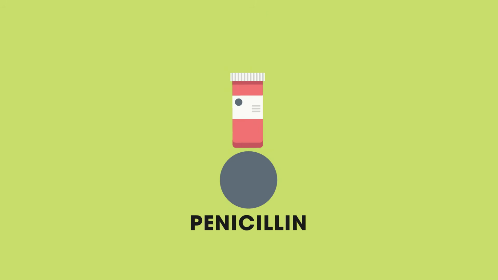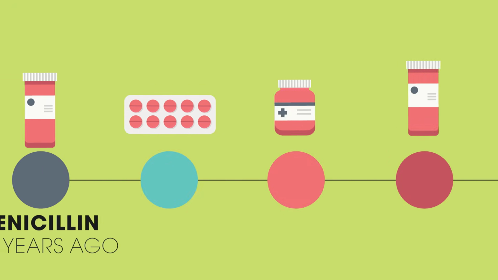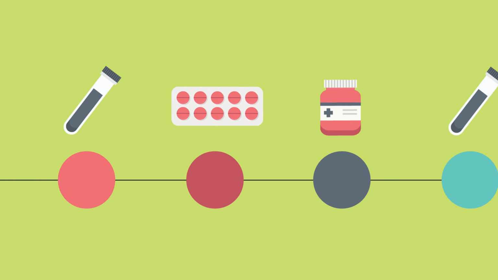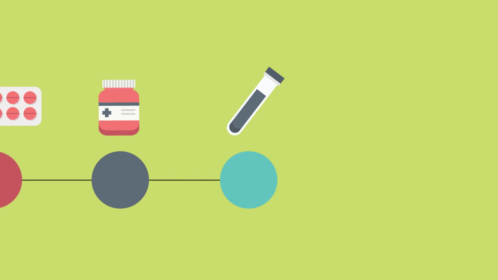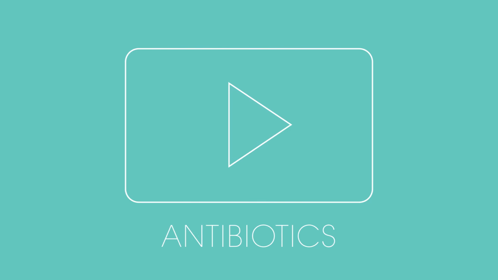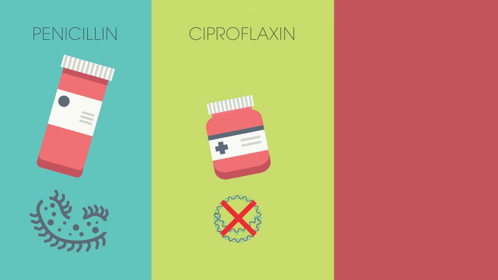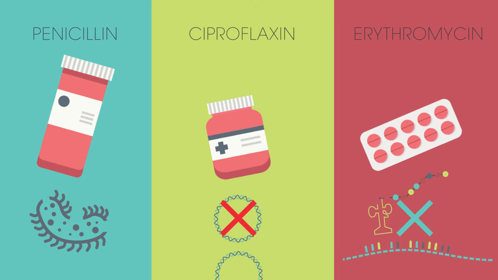Since the discovery of penicillin nearly 100 years ago, many other antibiotics have been discovered and developed. Different antibiotics work in different ways. To learn more about antibiotics, watch this video. Penicillin breaks down bacterial cell walls. One type of antibiotic prevents bacteria making new DNA, while another halts protein synthesis.